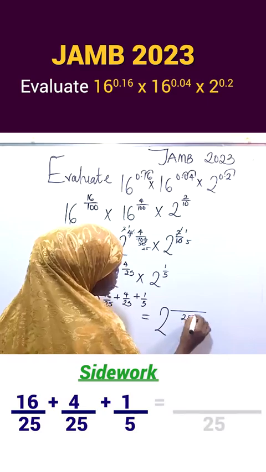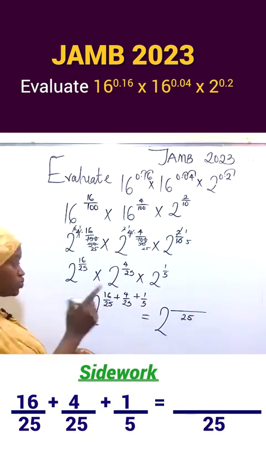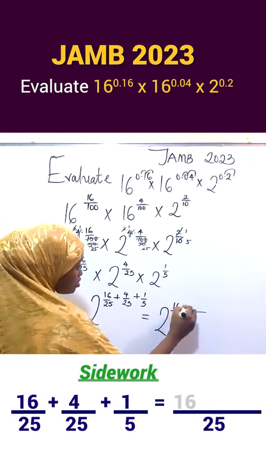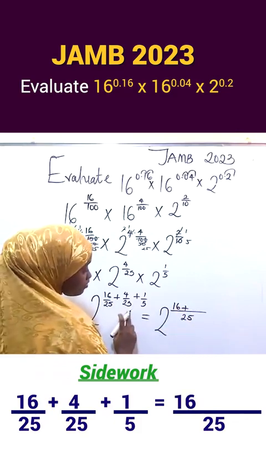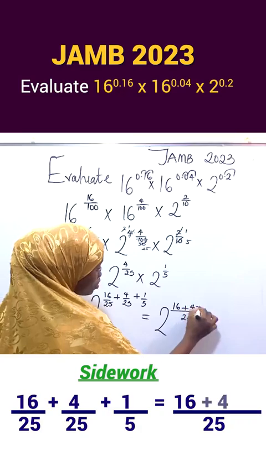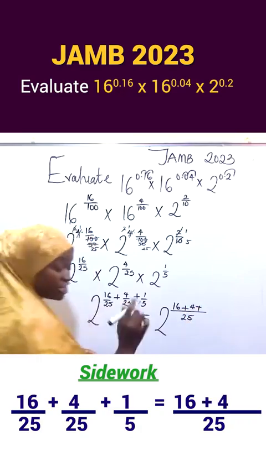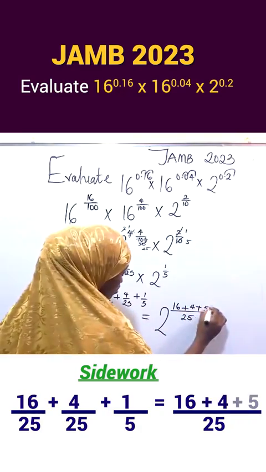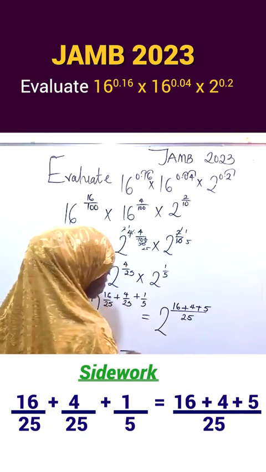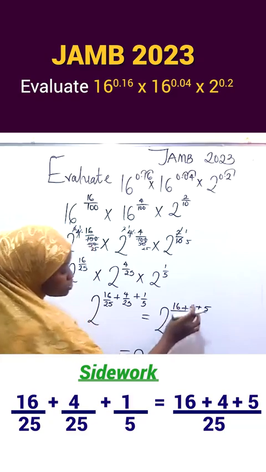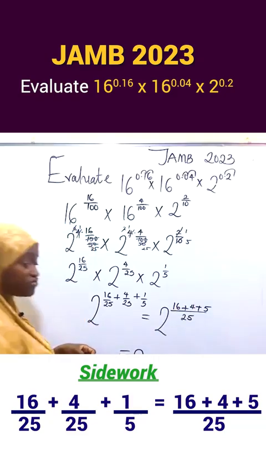So we simplify. 25 divided by 25 is 1, 1 times 16 gives us 16. Plus 25 divided by 25 is 1, 1 times 4 is 4. Plus 25 divided by 5 is 5, 5 times 1 is 5. So this is equal to 2 to the power of 16 plus 4 is 20, plus 5 is 25.